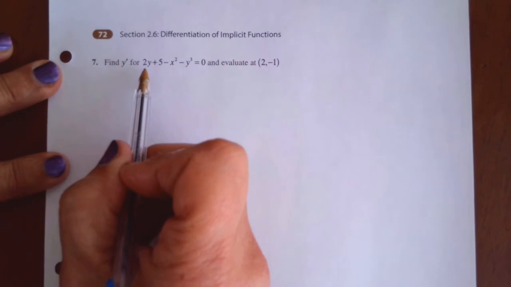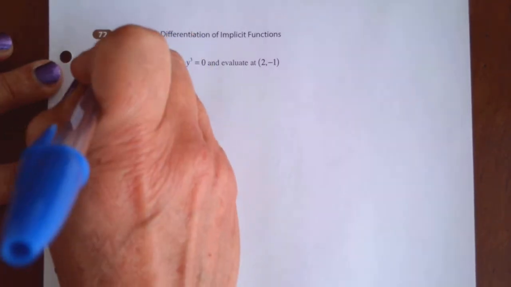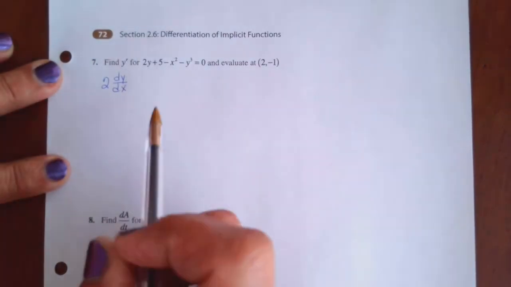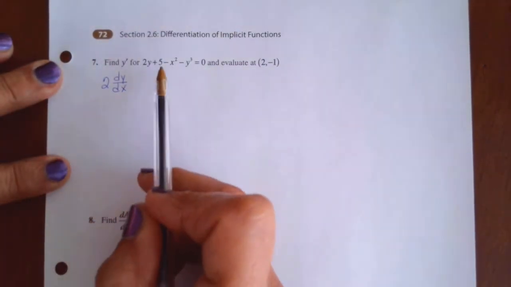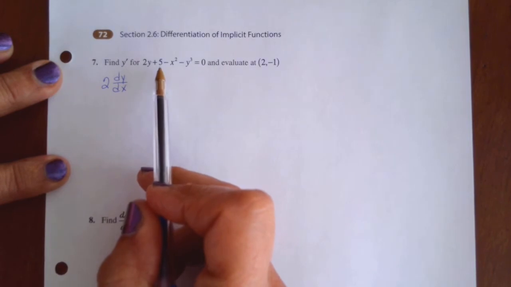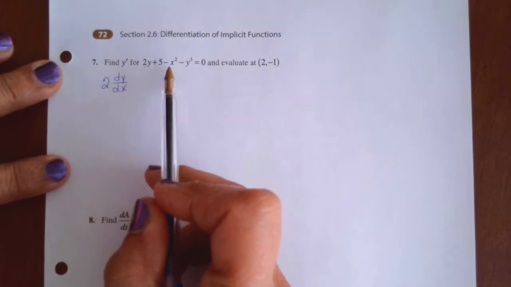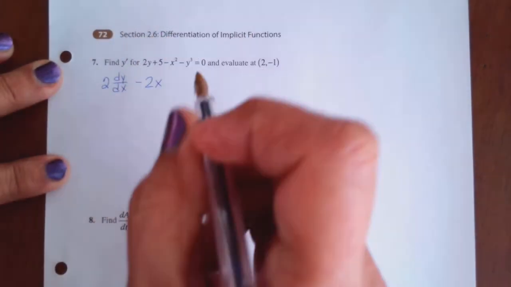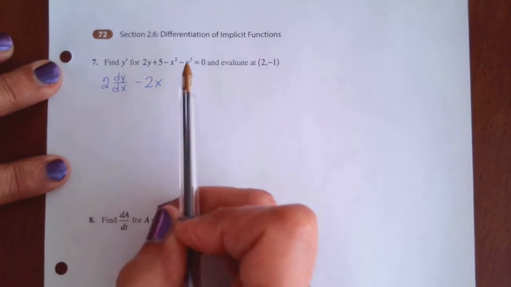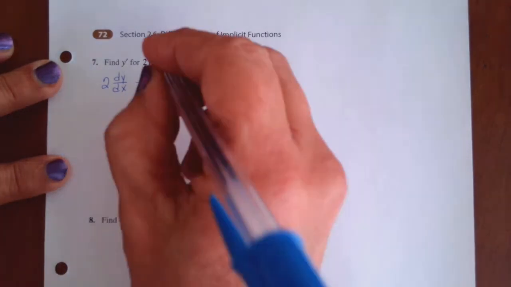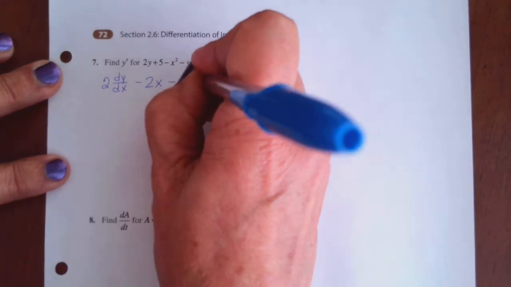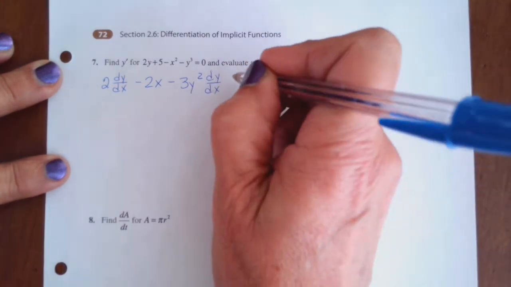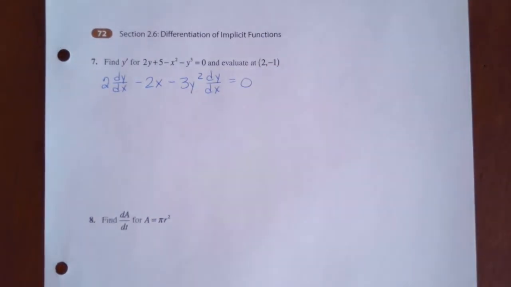We're going to start with the first term, 2y. The derivative of 2y is 2, and since that's a y term, we have to take the derivative of y with respect to x, so 2 dy/dx. Plus 5, the derivative of 5 is 0, so I don't need that. Minus x squared, so the derivative of that would be minus 2x, and since it's an x term, I'm done. And then the derivative of negative y cubed would be negative 3y squared, and since that's a y term, times dy/dx, all equal to the derivative of the constant over there, which would be 0.